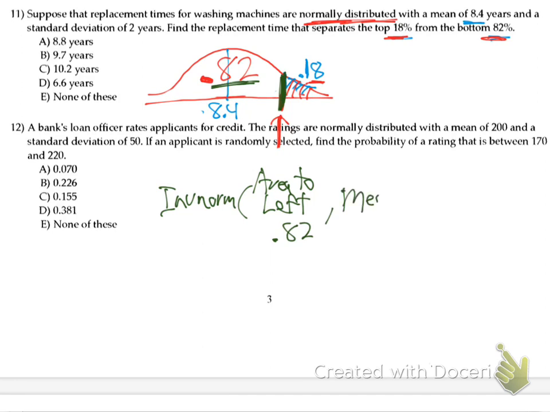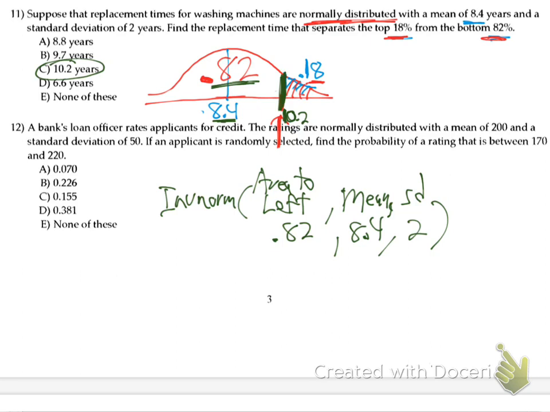0.82, mean and standard deviation. So the mean is 8.4, right? That's the middle, the average washing machine life expectancy, and the standard deviation is 2. Because they vary, right? On average, they deviate by 2 years. Some last 2 years longer, 2 years shorter. Hit the buttons, and we should get answer C, 10.2 years. That means this mark right here is 10.2 years. That means if your washing machine lasts 10.2 years or longer, it's in the top 18%.